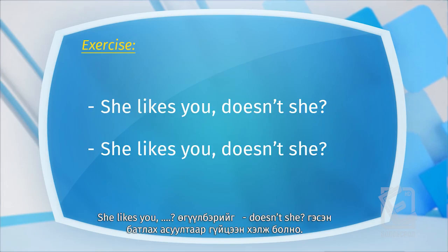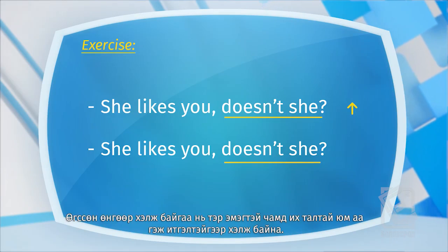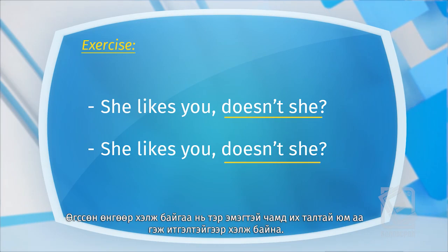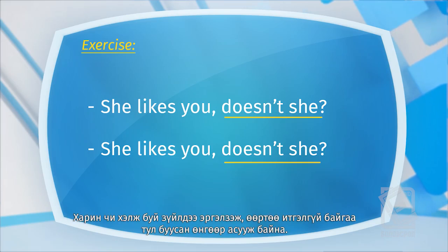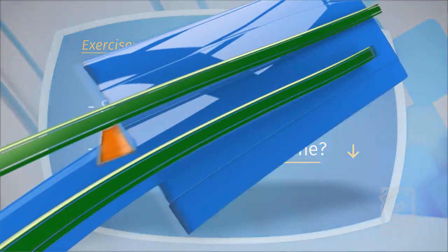Then, she likes you. The question tag would be, doesn't she? You can say, she likes you, doesn't she? Which means that this girl really likes that boy, and you are sure about this opinion. In the other case, she likes you, doesn't she? Which means that you have a doubt, you are not very sure about it, so you are asking the question.